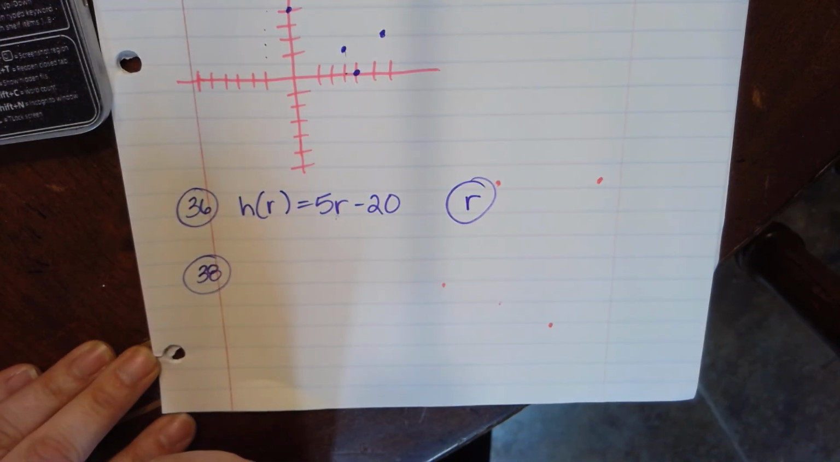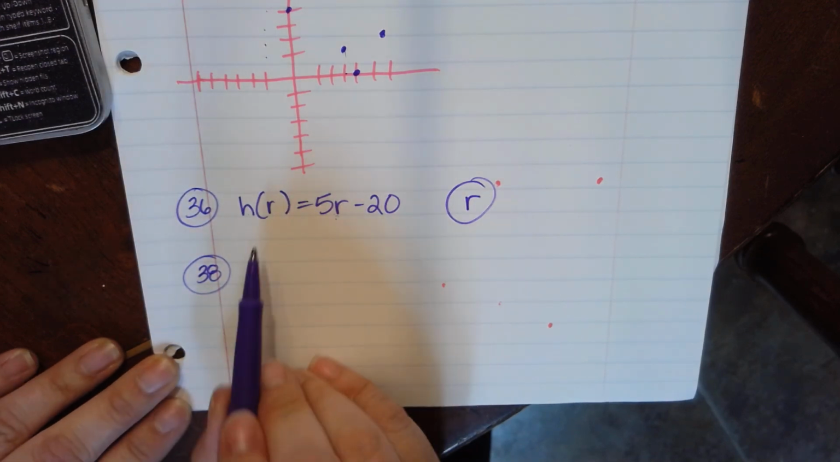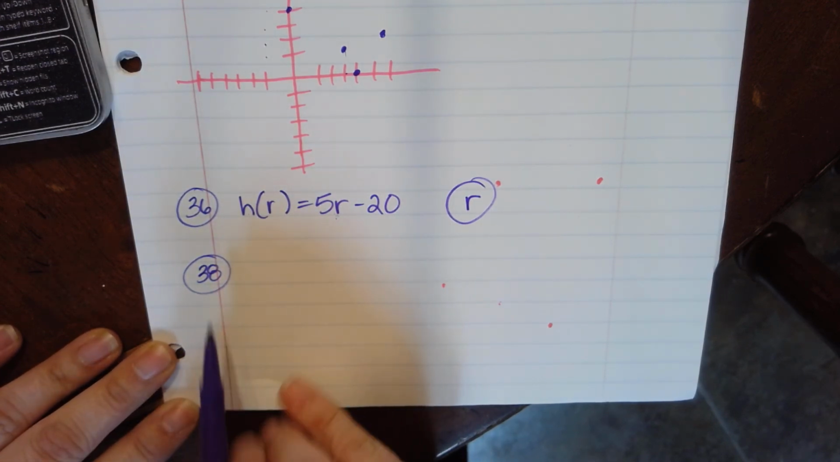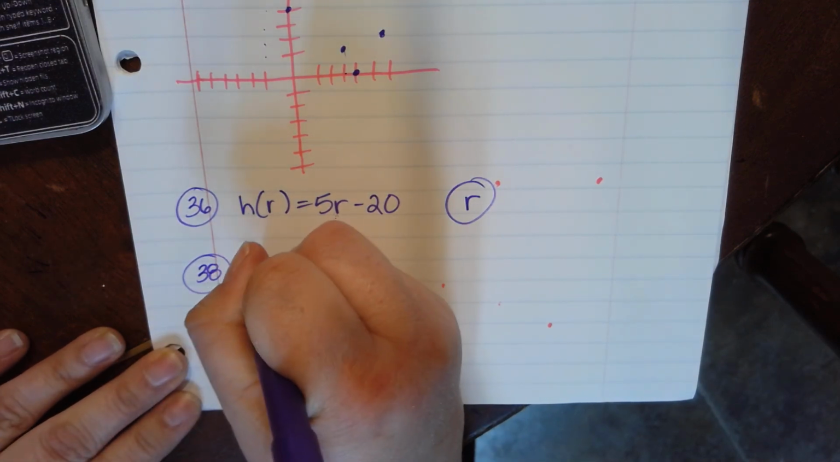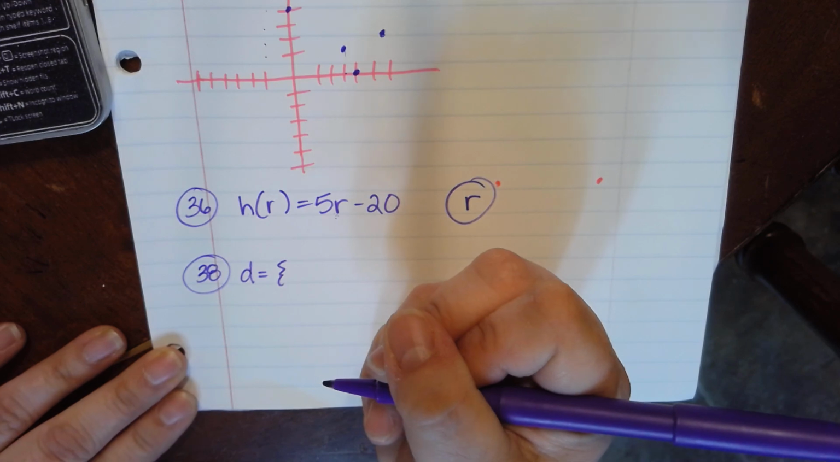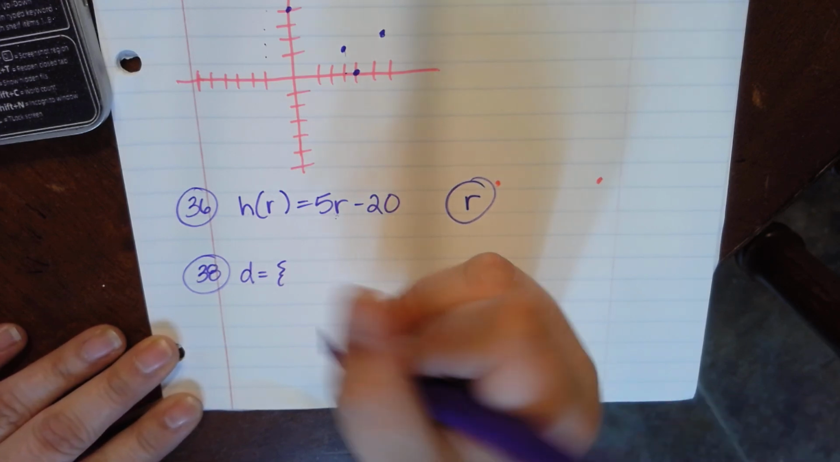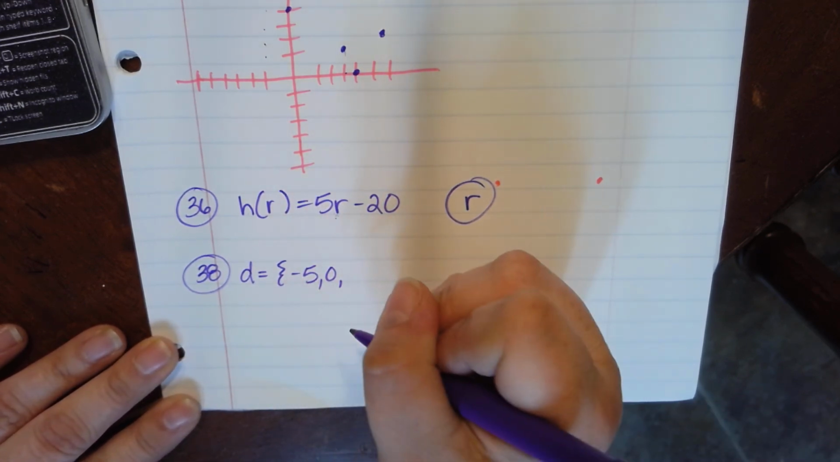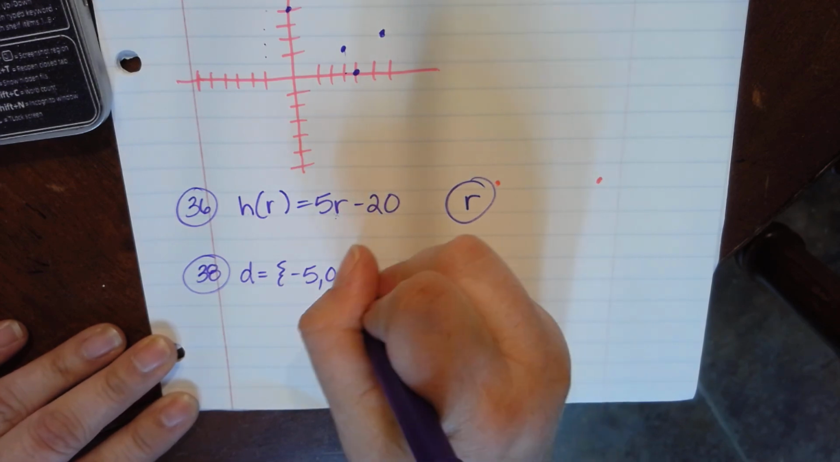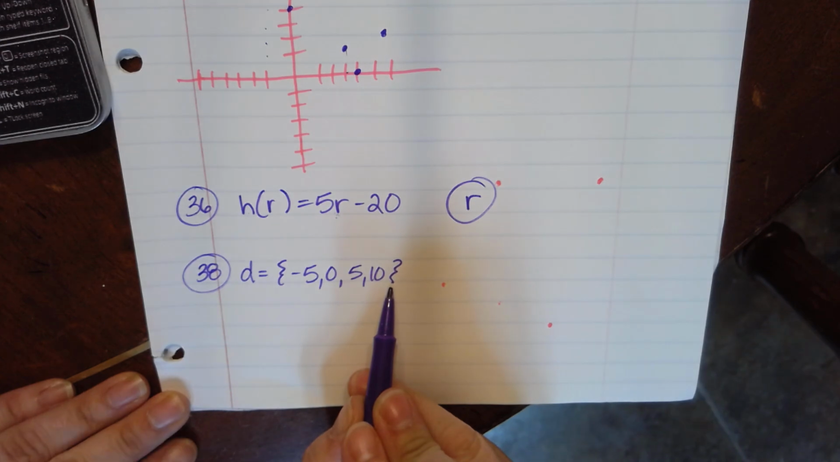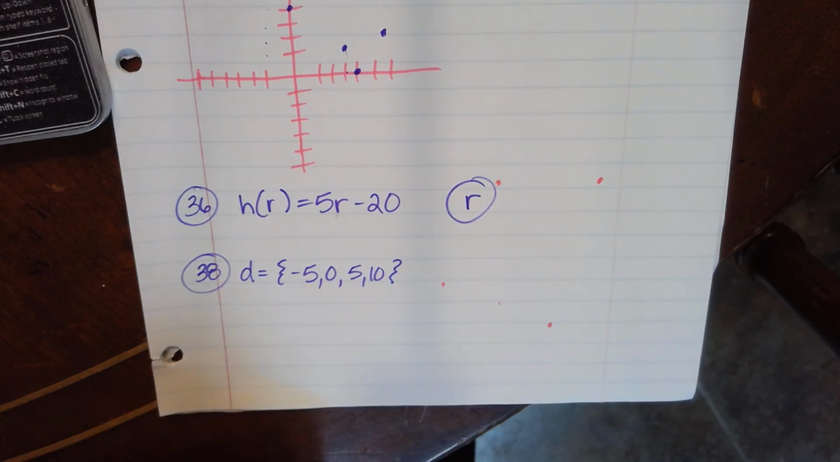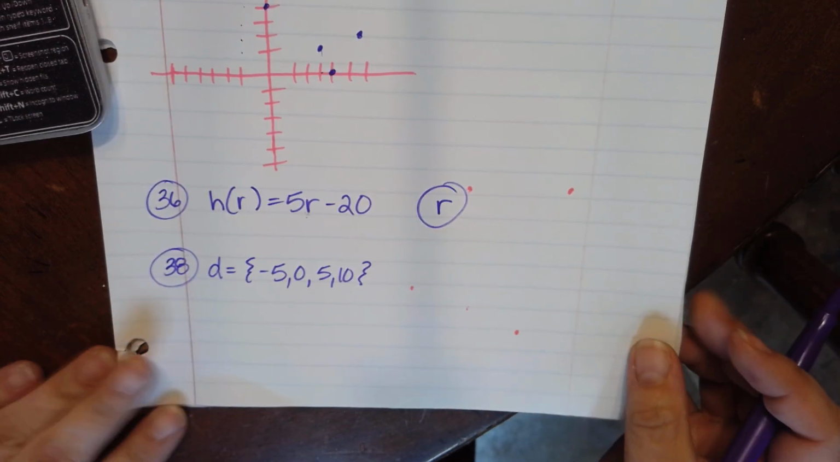38. It says, okay, so we're still using this to solve this problem. Again, you don't have to write this, but they're saying the domain is equal to this. Now I'm just going to write it down for myself. Negative 5, 0, 5, and 10. And so if this is the domain, using this, what is the range? Okay? So let's plug this in again to a t-chart.